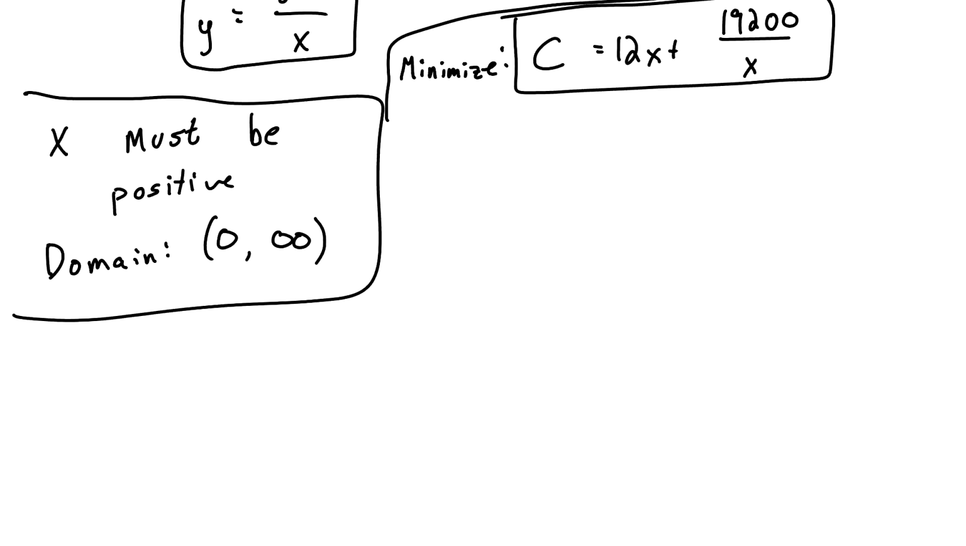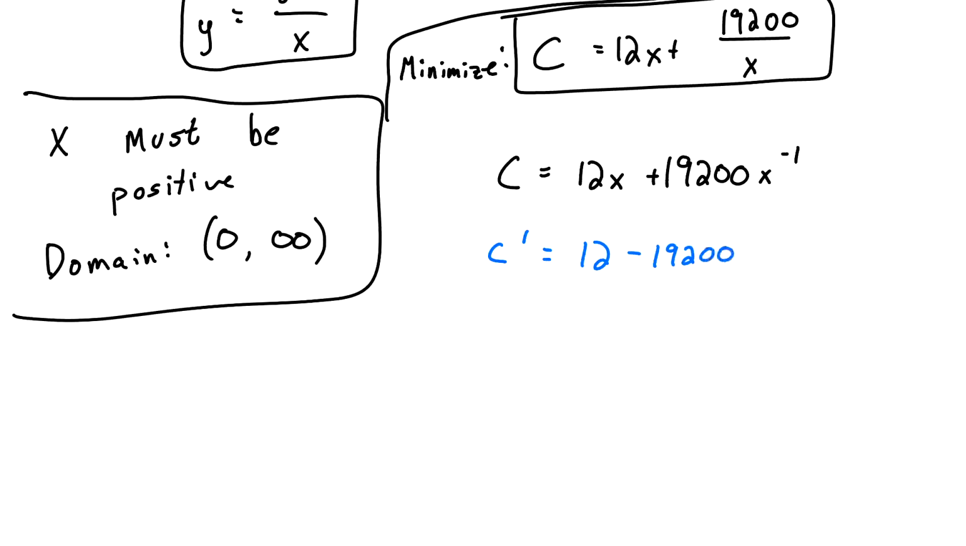So I'm going to rewrite this function as C is equal to 12x plus 19,200 x to the minus 1 power. So I've just rewritten this so that it's a little bit easier for me to take the derivative of. So now when I take my derivative, let's say C prime, that's going to be 12 minus 19,200 x to the minus 2 power.